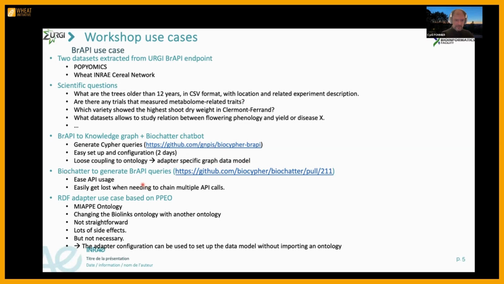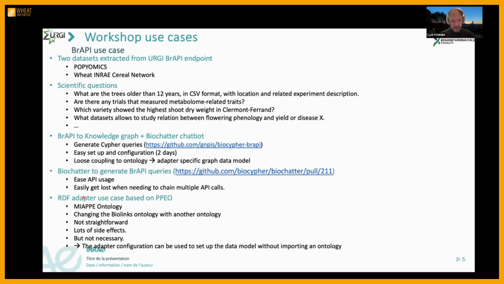Then we used BioChatter to generate breeding API queries. Instead of having a knowledge graph, we have the possibility, using the chatbot, to get a series of BrAPI queries to get the data we want, like give me all the Apache or Bonfermier variety studies. And the chatbot was able to generate very convincing BrAPI queries for that. So the big advantage is that it uses the API usage, so BrAPI usage, which is not always super straightforward, so it's a good thing.